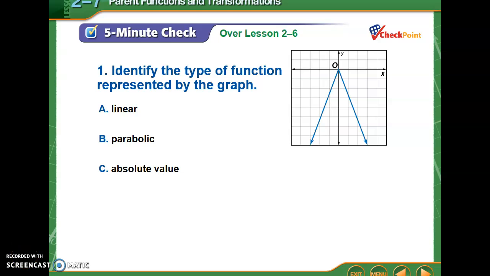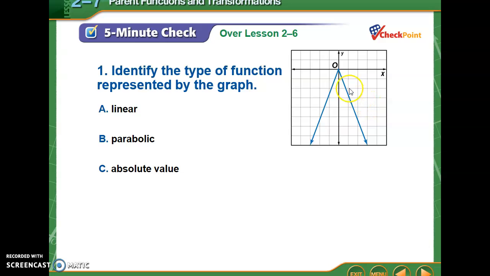Hello all. Today we're going to review before we move on to 2.7 lesson. Okay? Alright, 3 questions only. It's gonna be quick. Number 1, identify the type of function represented by the graph. Alright, so let's see if you can still remember this. So how do you classify this kind of graph?